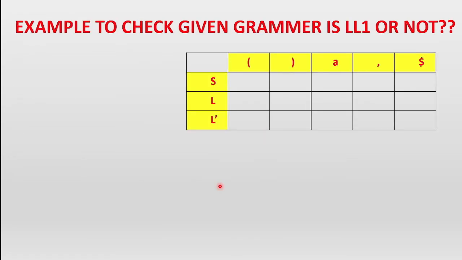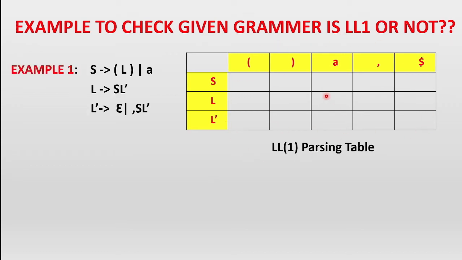So now lastly we'll check, given a grammar, whether it is LL1 or not. This is called the LL1 parsing table. The grammar will be given in the examination. Now this grammar is having 5 productions, 1, 2, 3, 4 and 5. There are 2 productions of S and 2 productions of L dash. S goes to L and S goes to a. These are the 2 productions of S. L is having only one production, that is L goes to SL dash, and L dash is having 2 productions. L dash goes to epsilon and L dash goes to comma SL dash. So the total productions in the grammar are 5.